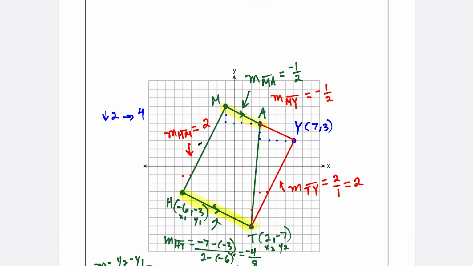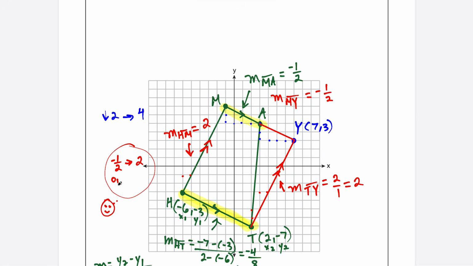So notice here that this pair of sides over here are also parallel because they have the same slope. So right now we have a quadrilateral where both pairs of opposite sides have equal slopes and are therefore parallel. But another thing to notice here, when you think about the slopes, is that we have a slope of negative 1 over 2, and we have a slope of positive 2.